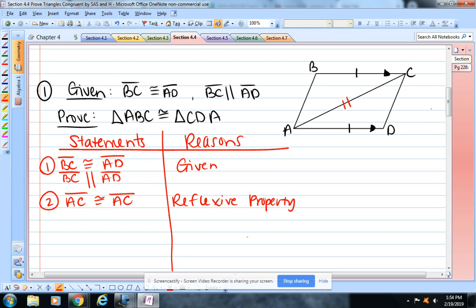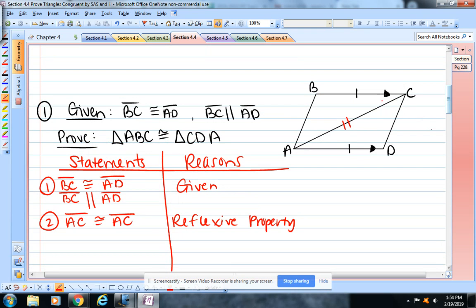Okay? So, if these two are parallel lines, then I can say that this angle C is congruent to this angle A because of why? They're alternate interior angles, right? So there's my next statement. Angle BCA is congruent to angle CAD because of their alternate interior angles.